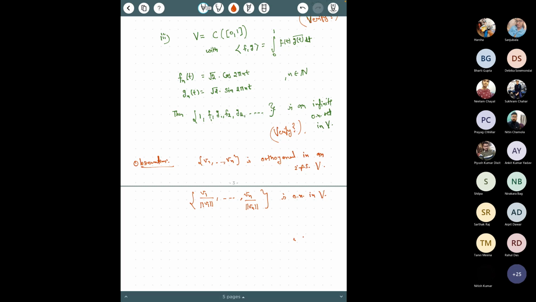Now it is easy to check that whatever we are saying for orthogonal sets also applies to orthonormal sets, because an orthonormal set is orthogonal plus an additional property on the length. So you can verify that every orthogonal set of non-zero vectors is linearly independent. Okay, so let me write this as a result.